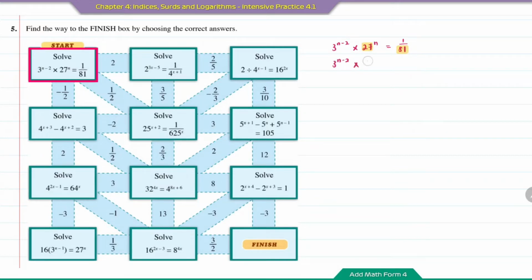So 27 is equal to 3 to the power of 3, whereas 81 is equal to 3 to the power of 4. So for the left hand side, we're just going to add the powers as it is a multiplication. So we're going to add it with 3n. And for the right hand side, I'm going to write this 1 over 3 to the power of 4 as 3 to the power of negative 4. So for both sides, they are equal to each other. So now we can just compare the power.